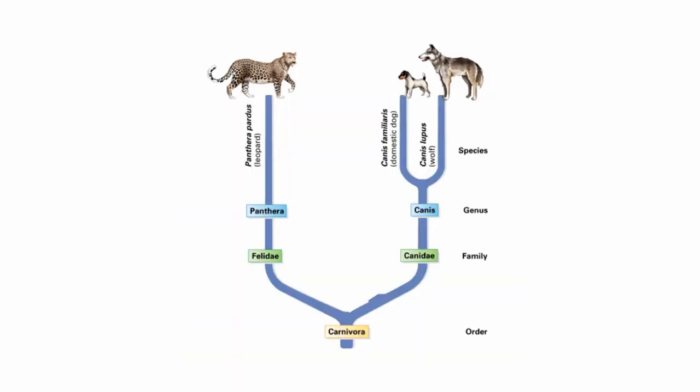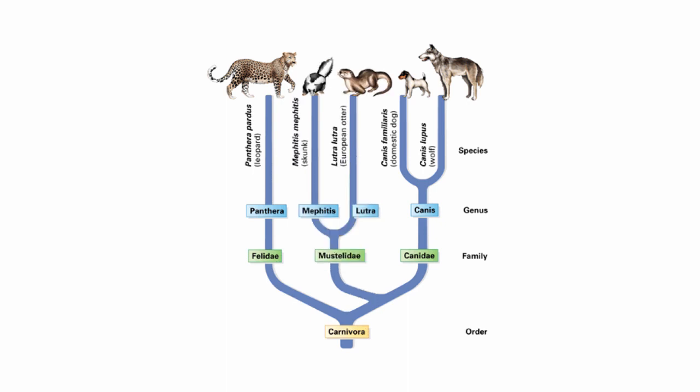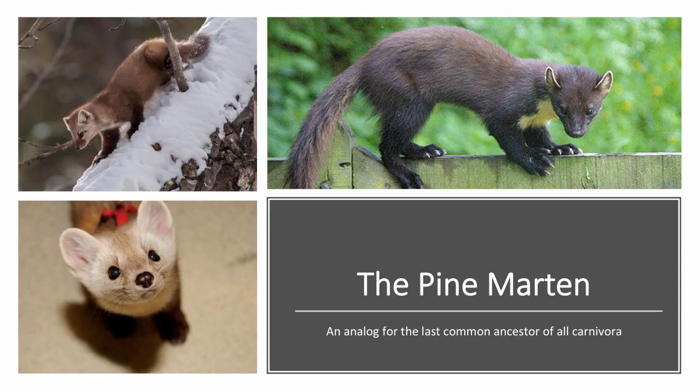In fact, kittens and Great Danes share a common ancestor, just as they share a common ancestor with weasels and skunks. So when we talk about common ancestors, it's nice to have an idea of what that last common ancestor might have looked like. And it's even better if we have an analogous species alive today. And we have just that.